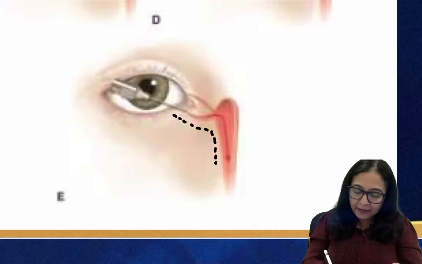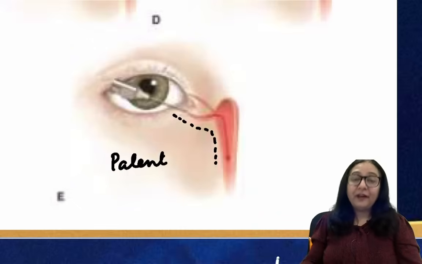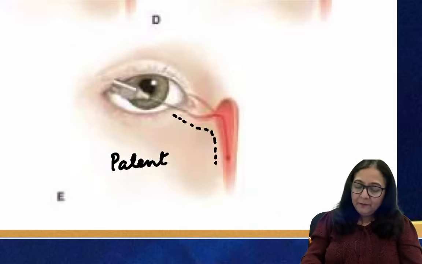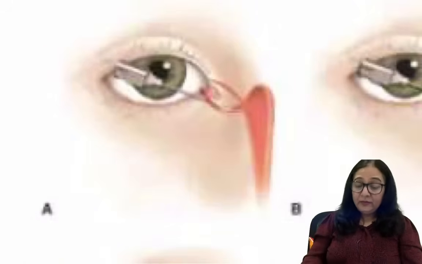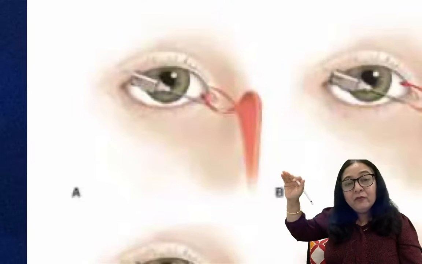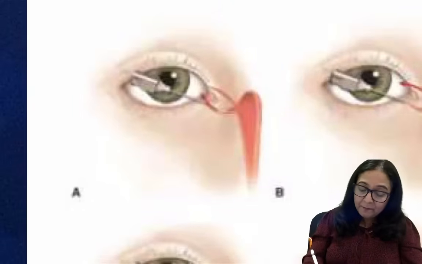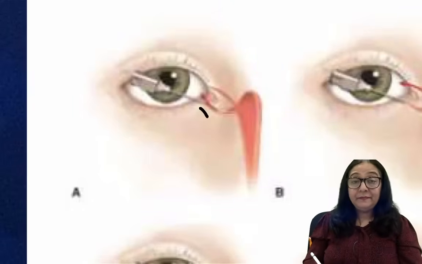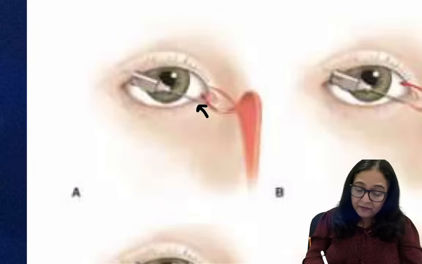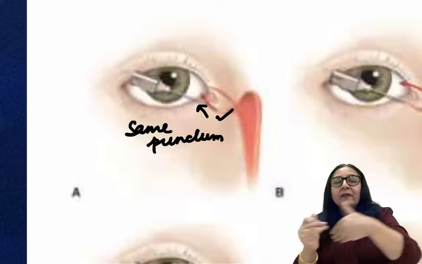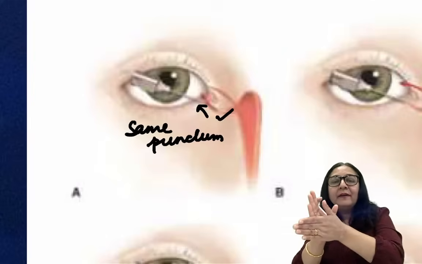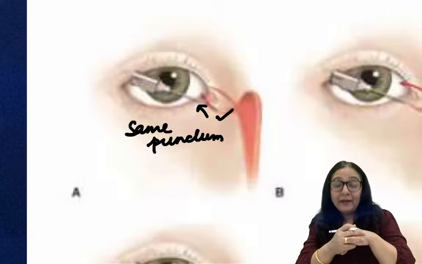It's a patent lacrimal passage. There is no obstruction. Fine. But when you are doing the syringing, if the fluid comes back from the same punctum, it means there is a block in that canaliculus. So if the lower canaliculus is blocked, it will come from the lower canaliculus. If upper is blocked, it will come from the upper canaliculus.